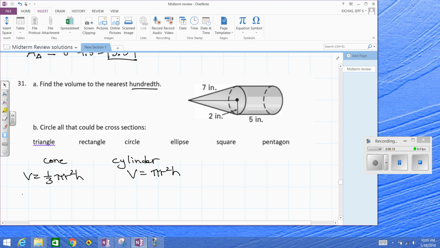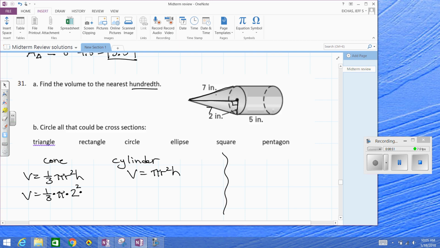The dimensions for r are 2, so 2 squared. I think they're tricking us on this one. It looks to me like the 7 is the slant height. Okay, so I should have calculated that first, meaning I've got to get the regular height, the height that makes the right angle with the radius. So I've got to hold off. That height is not calculated yet. I have to do that.